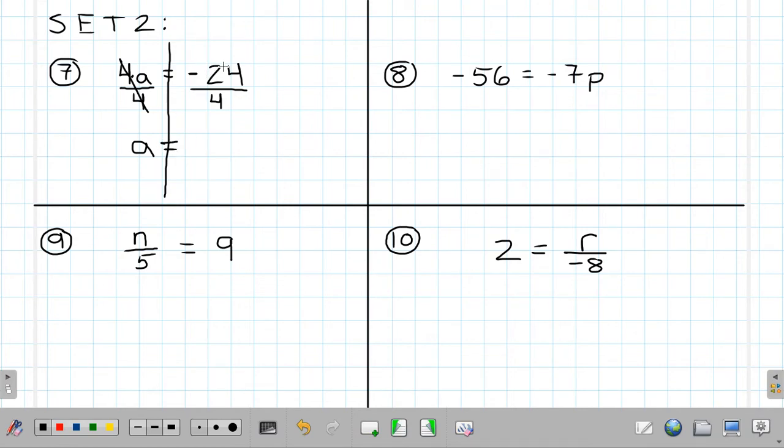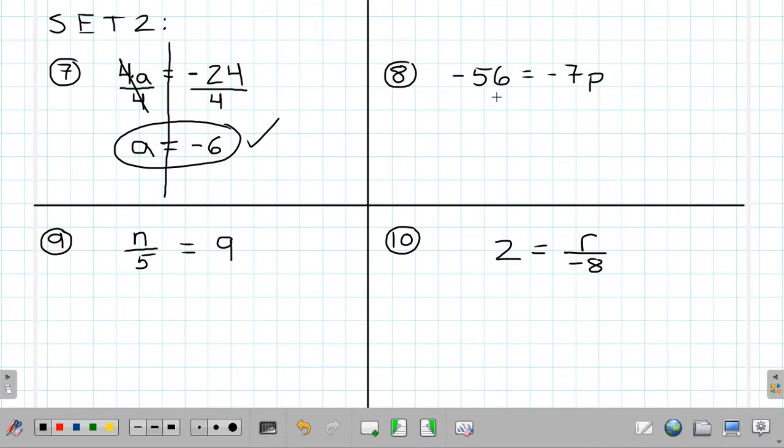And then the one-step equation here is literally just, all right, -24 divided by 4. Negative over a positive is a negative. 24 divided by 4 is 6. So the answer is -6. Now, just like any other equation, you can plug that back in and solve, meaning take -6 and plug it back in. 4 times -6 is -24. So that means our answer is correct.